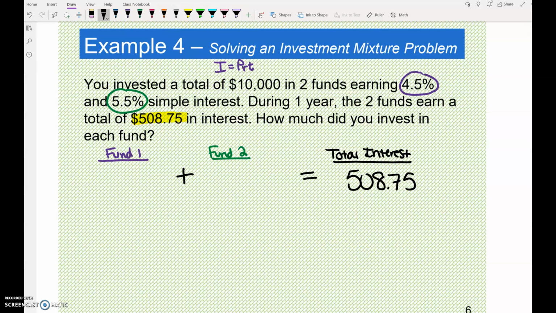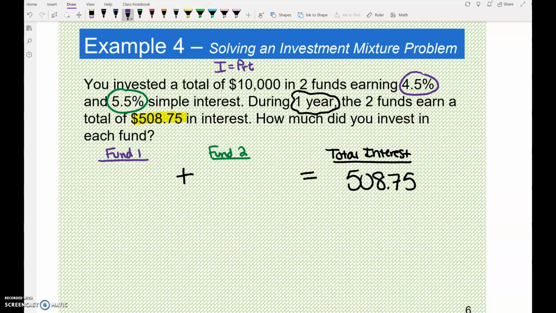So in Fund 1, we need to do PRT. In Fund 2, we need to do PRT. Add those together to get the total interest. Here's the really good news. Here's our T. Does multiplying by 1 change anything? So we don't really have to think about T. Really, we're just thinking about principal times rate.